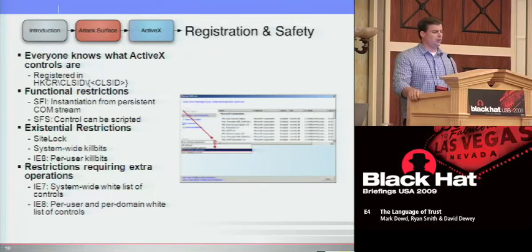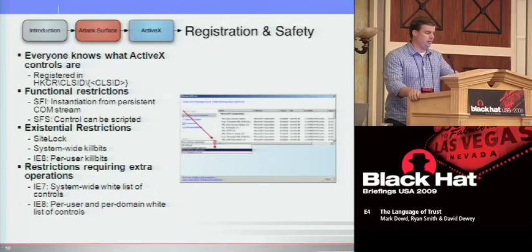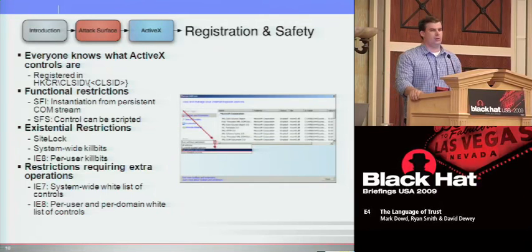There's been a few functional restrictions that have been applied to Internet Explorer to try to control the instantiation of ActiveX controls. One of these is the safer initialization setting, also in the registry on a per class ID basis. This basically determines whether or not an ActiveX control can be resurrected from a persistent stream, which we'll talk about in more detail later. Safer scripting determines whether or not the control can interact with any of the scripting languages or scripting engines that may exist within Internet Explorer.